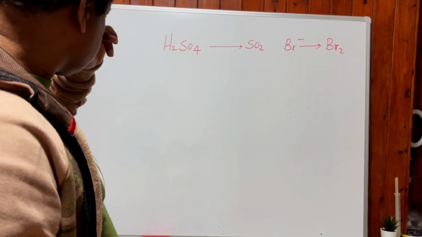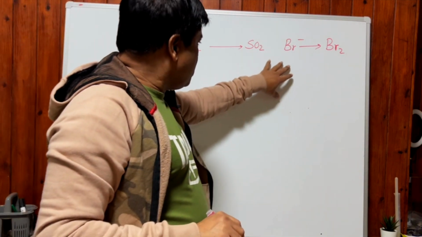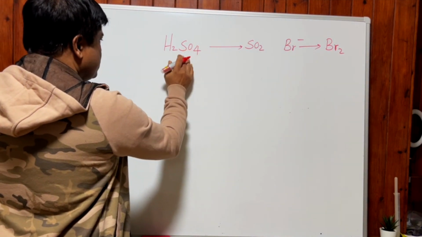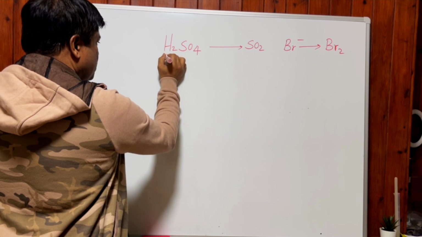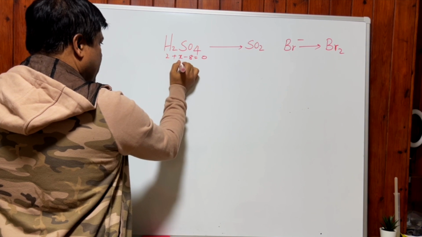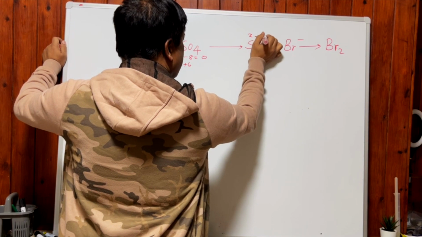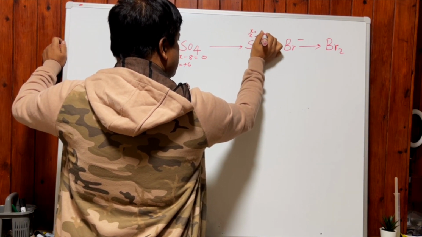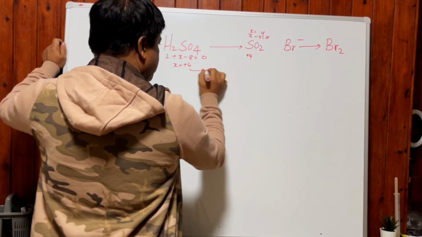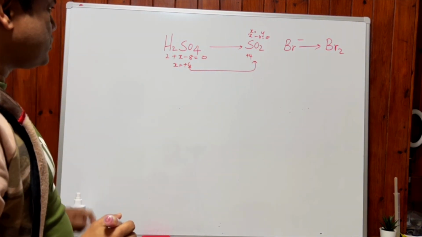Look at that one. Sulfuric acid becomes SO2, sulfur dioxide gas. Br minus becomes Br2. So sulfur, work out the oxidation state of sulfur here. 2 plus x minus 8 equals 0. x equals plus 6. x minus 4 equals 0. So x equals 4. So plus 6 to plus 4. What happened? Decrease. So sulfur gets reduced.